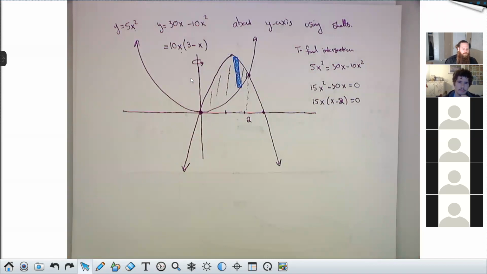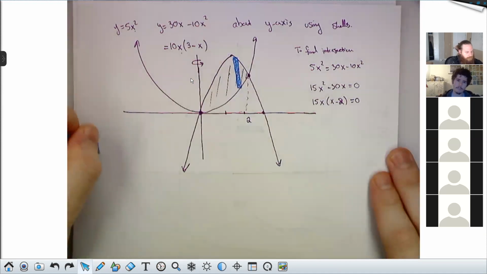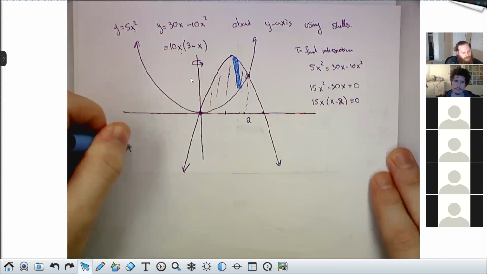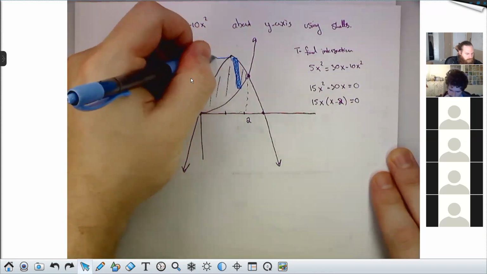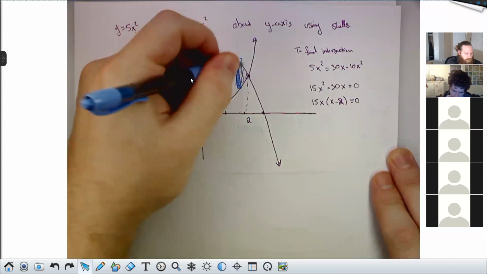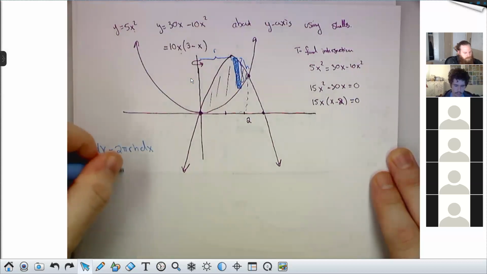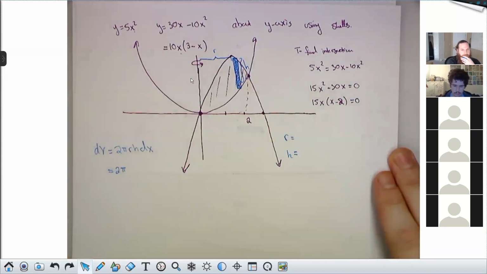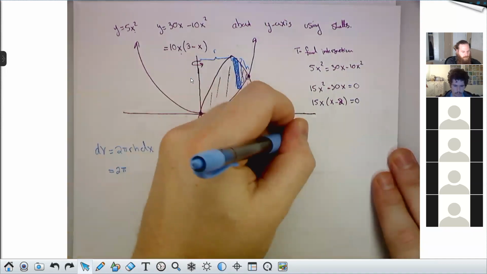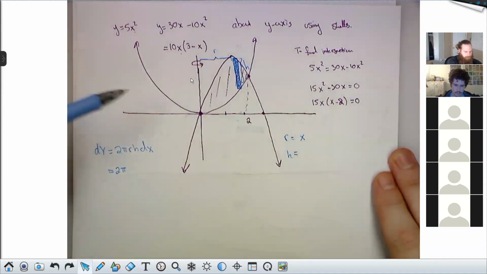All right. What else do I need to set up my volume integral using the Shells method? Height and radius. Good. So we know that dV for the Shells method is 2 pi r h times, in this case, dx. My radius, r, is this, and my height, h, is this. So that's 2 pi times what is r and what is h? R is x, because the horizontal distance from here to here is just x, and h is the upper function minus the lower function.